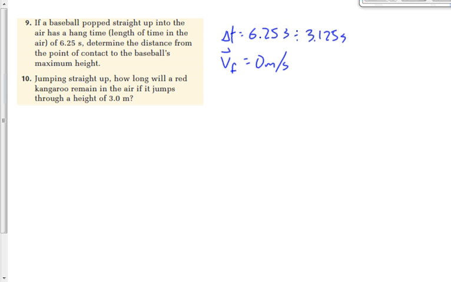That makes sense, Chantal? Yeah. So the total time is 6 seconds, but if we're only looking at the trip up, which Nathan's suggesting here, then we're going to cut it in half. I think that's the way to go, too.